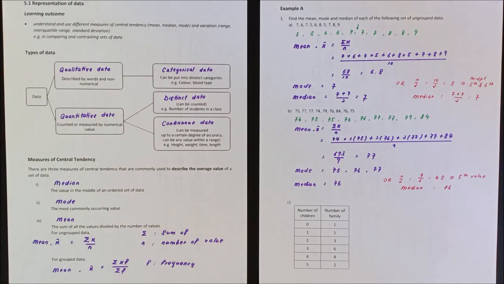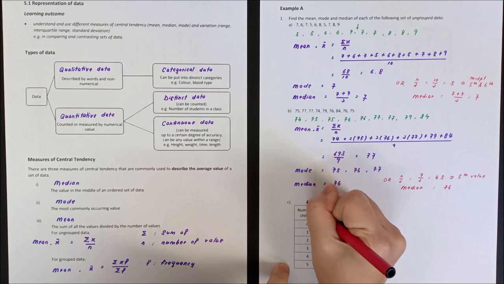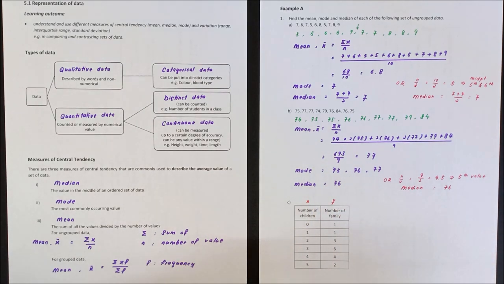Okay, so now we are going to see grouped data. Grouped data means that they didn't give you the data in raw form, they put it into a table already. So you can see number of children and number of families: there's one family without any children, one family with one child, three families with two children, six families with three children, four families with four children, and so on. This is basically the X, and this is basically the F, meaning the frequency.